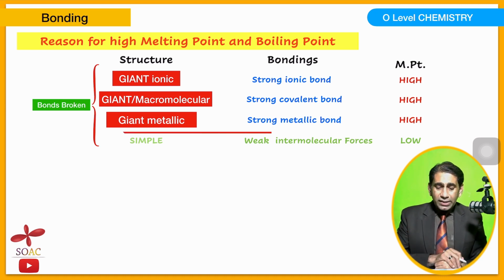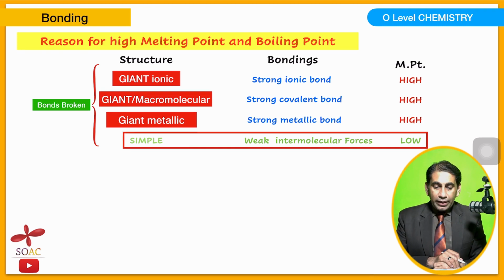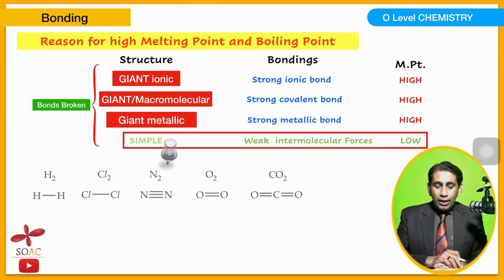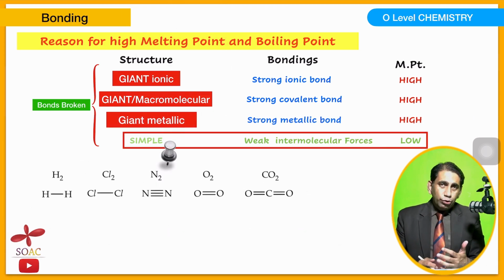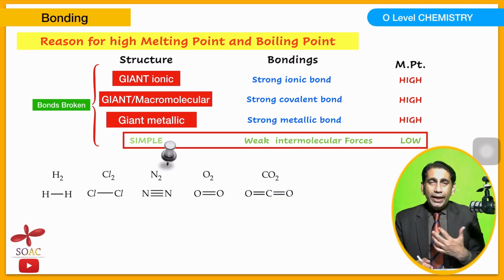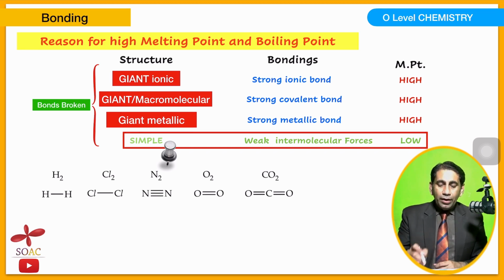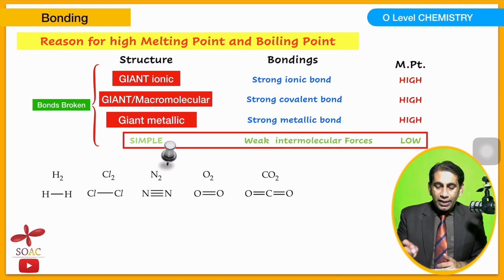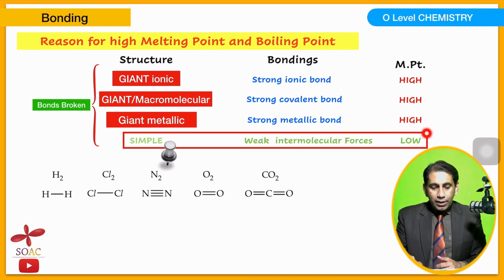But in this case, here is one simple thing you can say. Simple structure molecules like H2O, like N2, like CO2, like Cl2, like H2, these have weak van der Waals forces between them. When you are going to melt them down, they have low melting point. If the structure is simple, melting point will be lower, boiling point will be lower.